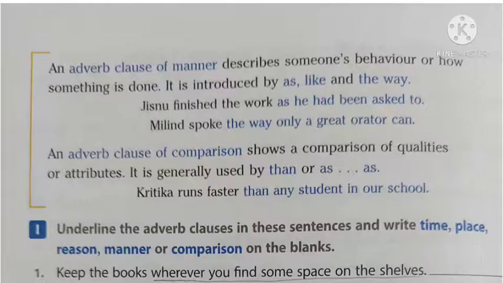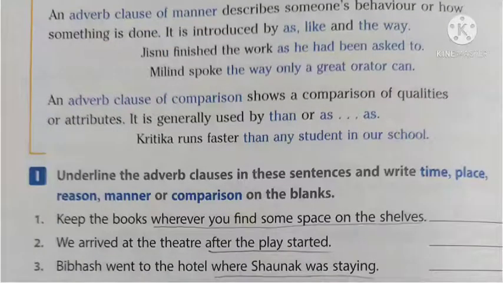Now let's look at some examples. Let's try to identify which is the adverb clause of time, adverb clause of place, adverb clause of reason, adverb clause of manner, and also adverb clause of comparison. First one, keep the books wherever you find some space on the shelves. Here, which is the subordinate clause, children? First identify that. Wherever you find some space on the shelves is a subordinate clause. And that is the adverb clause and it is adverb clause of place. Okay. It tells us the place.